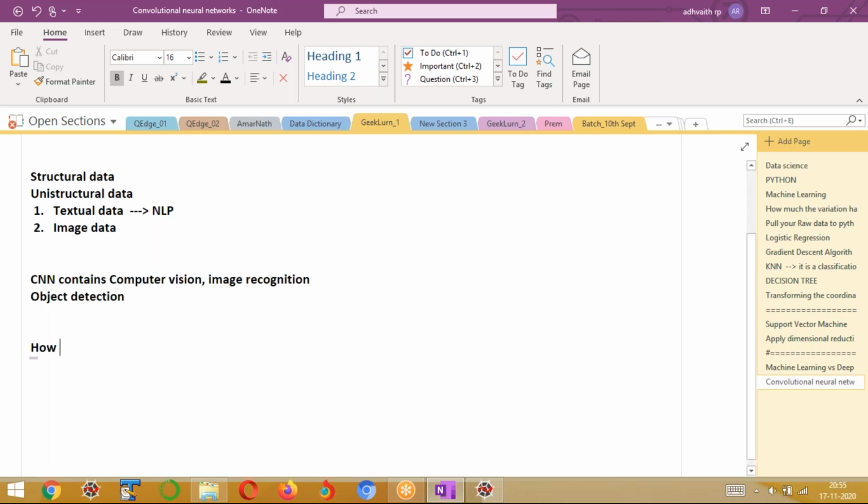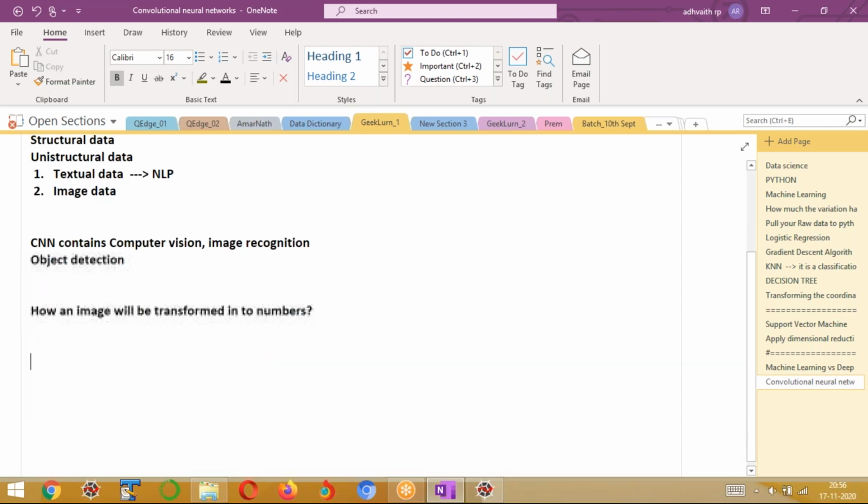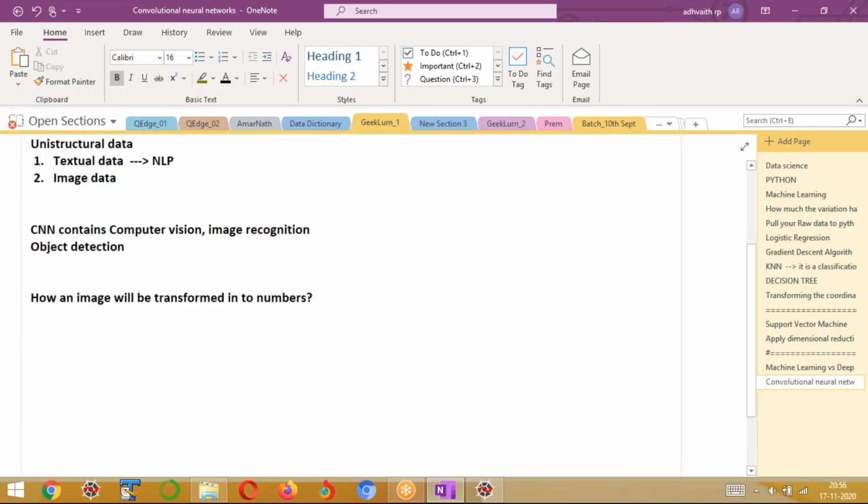So the question now is: how will an image be transformed into numbers? How will an image be transformed into numbers? That's the question.